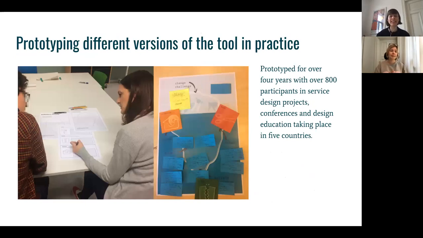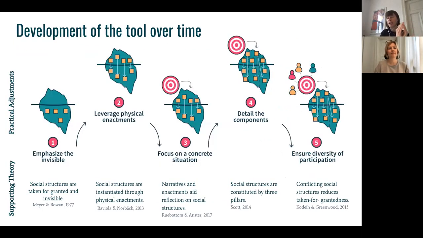Thanks, Kaisa. So you can see here just a couple of examples of us prototyping these different iterations in practice that Kaisa mentioned. Over the course of 4 years, we worked with over 800 people participating to use this tool. It happened within the setting of design projects, conferences, design education, and we used it across 5 different countries. So here you can see those iterations that Kaisa mentioned of how it evolved from the learnings from theory and practice. There were 5 main iterations that took place. So I'll just walk through them quite quickly now for you.